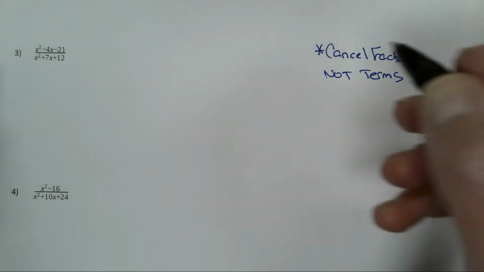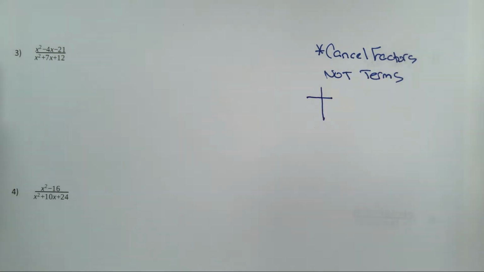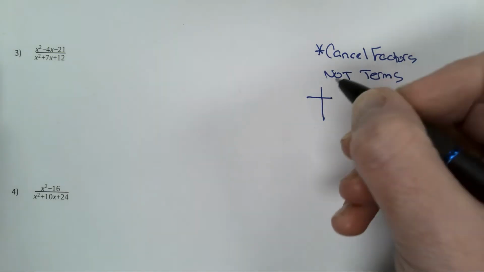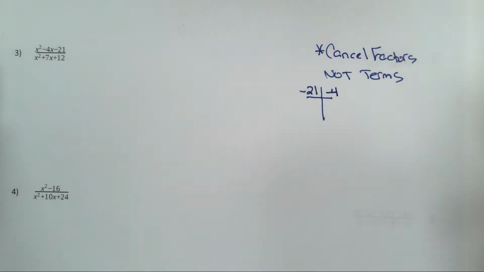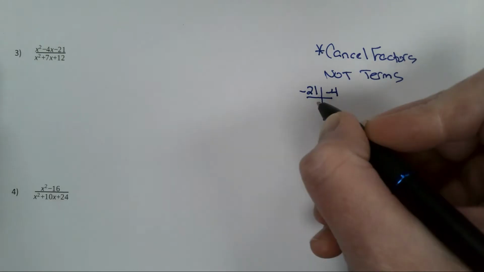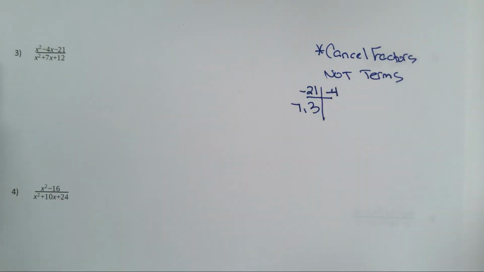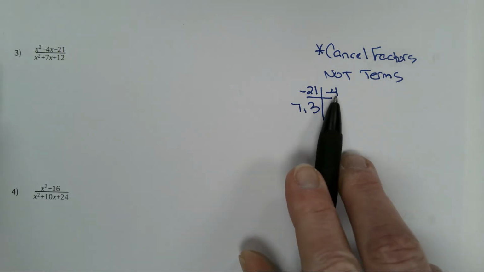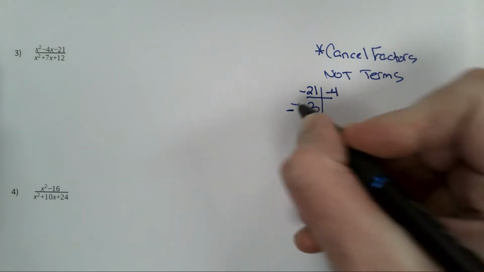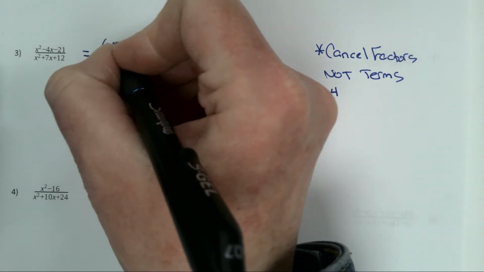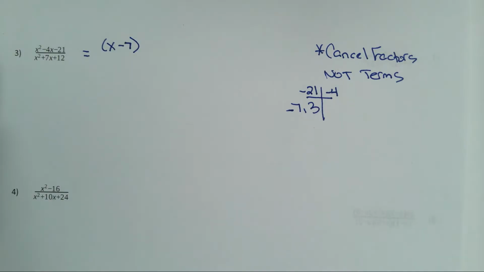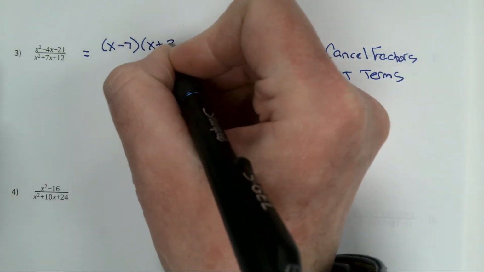So I have a trinomial on top. So anytime you have a trinomial, we're going to make an ACB chart. So when I make my ACB chart, I need factors of negative 21 that add to negative 4. So 7 times 3 is 21. It has to add up to negative 4. Therefore, the 7 needs to be the negative number. So that means that numerator factors as x minus 7 and x plus 3.